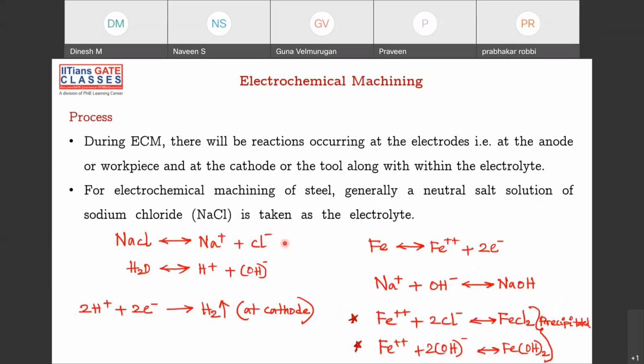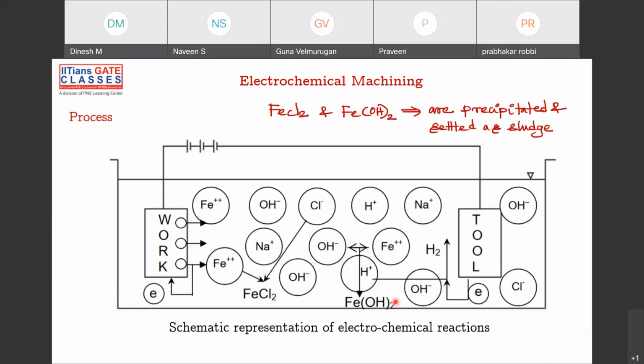Now, during this process, what is happening? These are the reactions actually. You don't need to worry about these reactions. But what I'm going to say is this diagram is very important. What is happening here? Obviously the workpiece, generally what we machine, let us assume that the workpiece is having iron in it, Fe. And the tool is a cathode. Forget about which material it is. The workpiece is having some iron content in it.